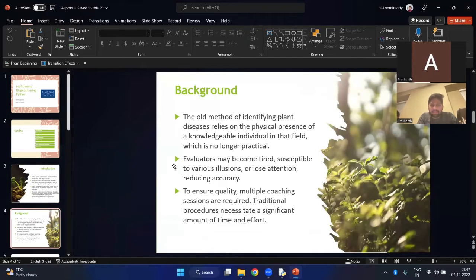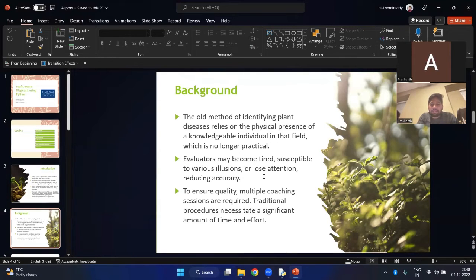The next slide. The old method of identifying plant diseases relies on the physical presence. The old methods are based on knowledge, by watching the plant, so it is going to delay the process. The detecting process is taking a very long delay, and at that time the whole crop is going to be wasted. The evaluator may become tired, susceptible to various illnesses and lose attention, reducing accuracy.